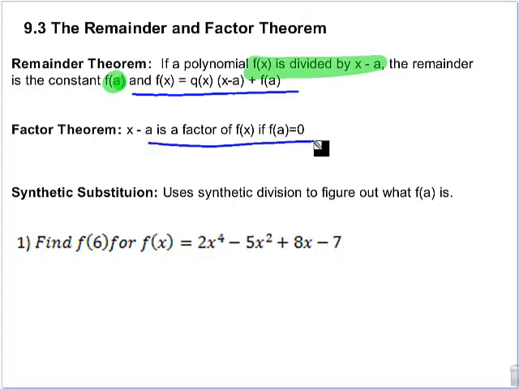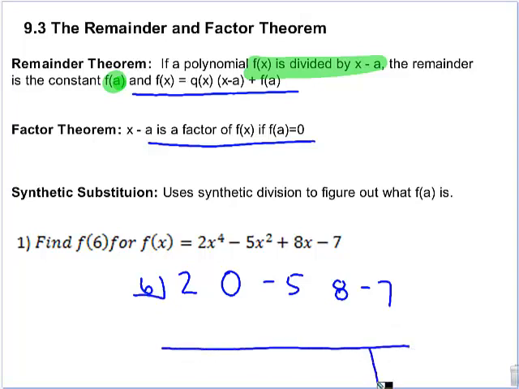So we set it up the same way we do synthetic division. For synthetic division, we only cared about the coefficients. Here our first coefficient is 2 on the x to the 4th. And then there's no x to the 3rd, so we have to put a 0 placeholder in. The next coefficients are negative 5, and then 8, and then negative 7. Over here, we're going to find f of 6, so in our box we're going to put 6. Draw the line down, and we're going to search for that remainder.